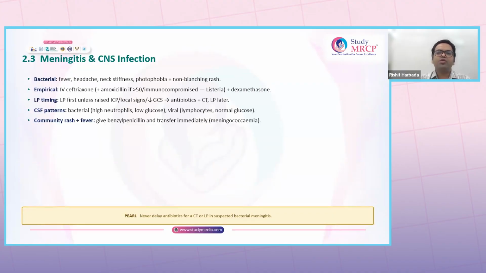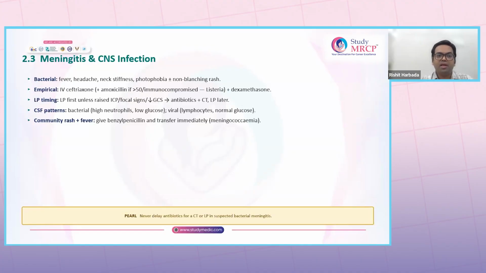Meningitis patients present with high-grade fever and a severe headache. Characteristically, they also present with neck stiffness, photophobia, and sometimes, if there is meningococcal disease, a non-blanching rash. Always remember, in young patients with fever and severe headache, meningitis and encephalitis should come to mind. If they have photophobia, neck stiffness with or without rash, think about bacterial meningitis, which is very, very important.